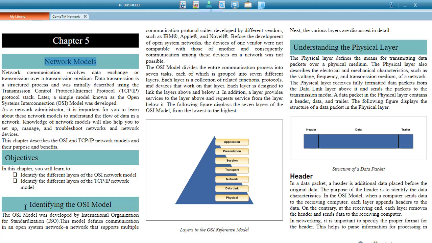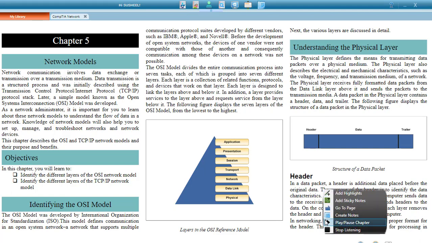Understanding the physical layer. The physical layer defines the means for transmitting data packets over a physical medium. The physical layer also describes the electrical and mechanical characteristics, such as the voltage, frequency, and transmission medium, of a network. The physical layer receives fully formatted data packets from the data link layer above it and sends the packets to the transmission media. A data packet in the physical layer contains a header, data, and trailer. The following figure displays the structure of a data packet in the physical layer.